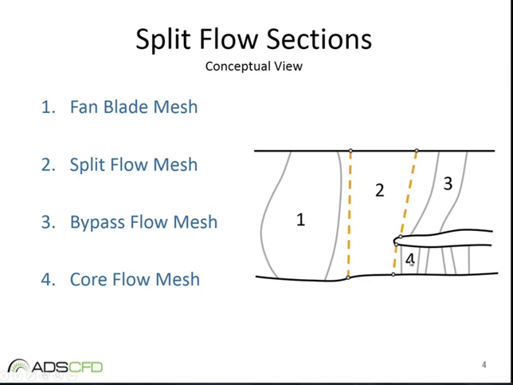Now, in this case, for the bypass and the core flow, we're really only interested in the first row beyond the split flow mesh. You can see in the cartoon here for the core flow, we may have many rows behind this. But for generating the split flow mesh, we're not really concerned about that. We just want to focus on the rows immediately after.